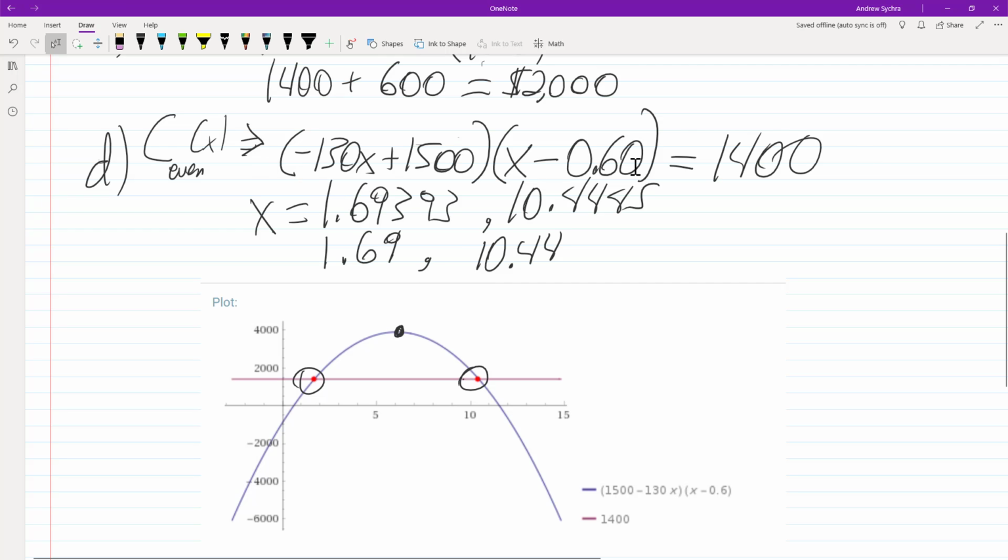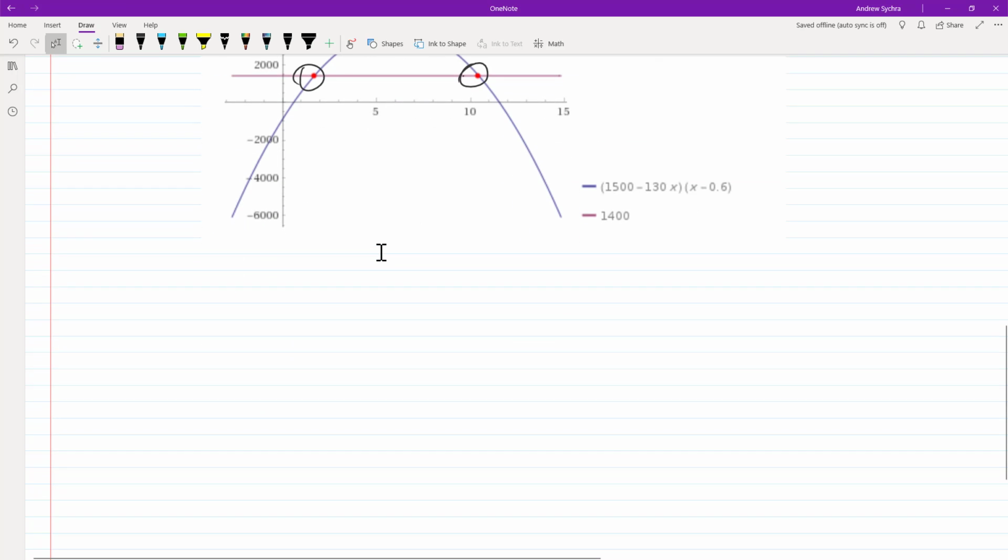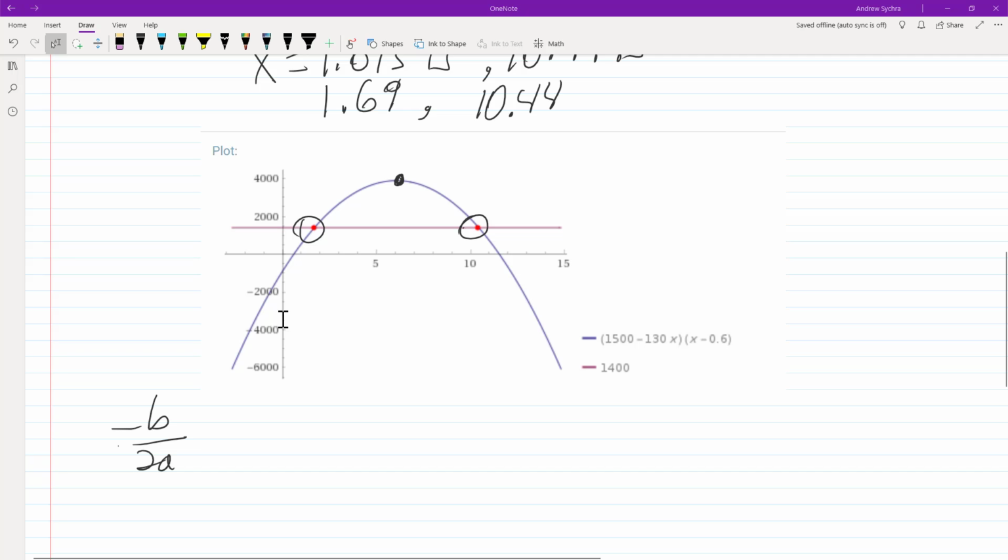So what we do is multiply these together, or however you want to do that, and then we can just find the vertex, negative b over 2a. If we plug that in and get the maximum, it looks like the price that yields maximum profit is going to be $6.07 approximately. Yeah, it looks about right there.